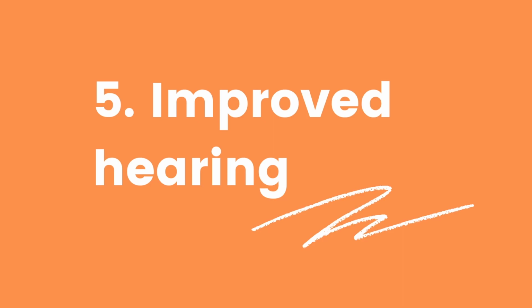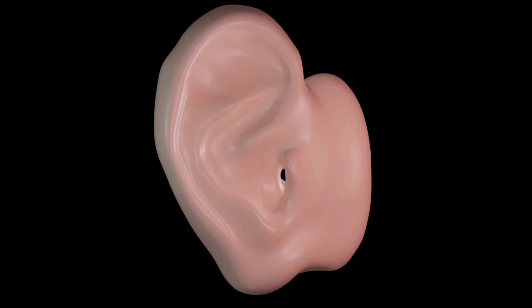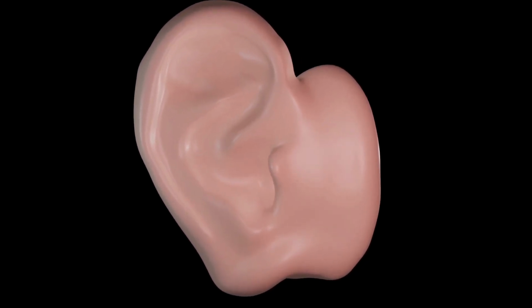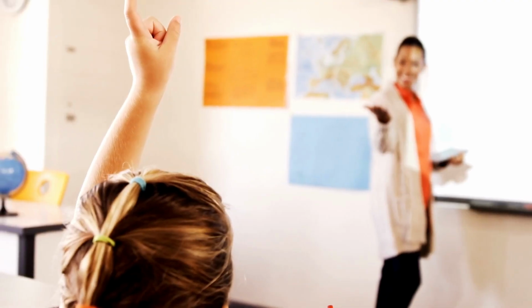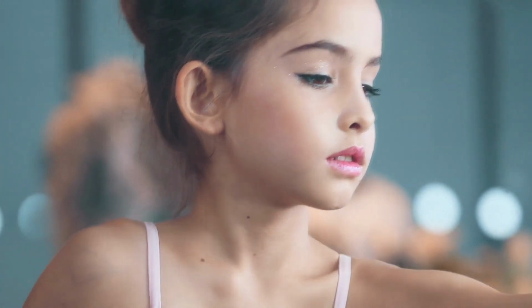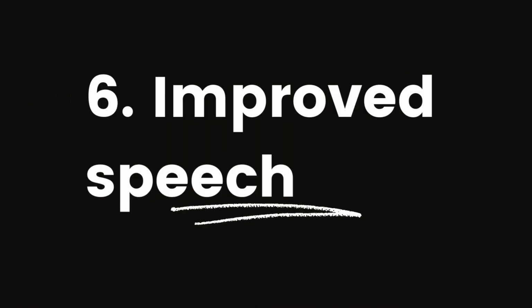Improved hearing. Enlarged adenoids can press against the eustachian tubes that connect the ears to the back of the throat, leading to a buildup of fluid in the middle ear and reduced hearing. Removing the adenoids can improve hearing.